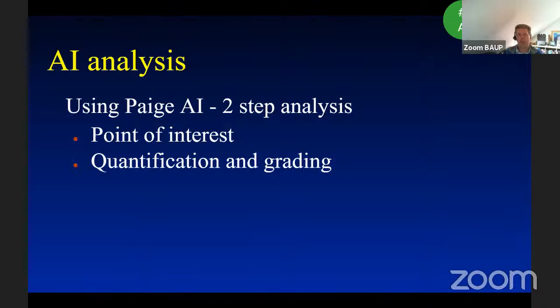Yeah. So a few years ago, we showed some beginnings of AI at the EQA session. So this is how, a few years later, it has moved on apace. And the system we're going to show you today is the EQA slides that have been put through the Paige AI system, which we're just trialing at the moment. So we're not using it live, but I just thought you might like to see how this has improved. And it does two things for you. It produces a point of interest if you press one button, and it does a quantification and grading if you press another button. So the short video is going to show you how this works.